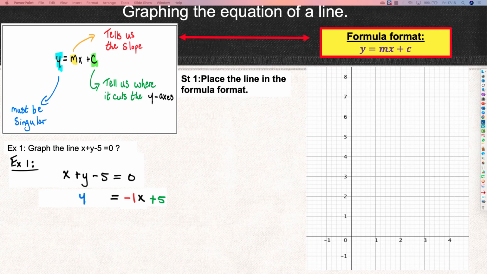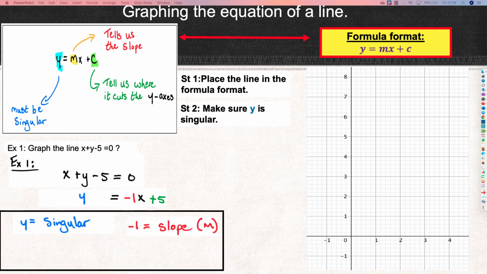Minus 1. Great. Where is this line going to cut the y-axis? Look at the little note on top. It cuts the y-axis at 5. This last number tells us where it cuts the y-axis. This is why it's very important that you go back and do the homework before the mocks. Everything we've done since the beginning of the year is going to come up in the mocks. So make sure y is singular. Our slope is minus 1, and 5 is where it cuts the y-axis.